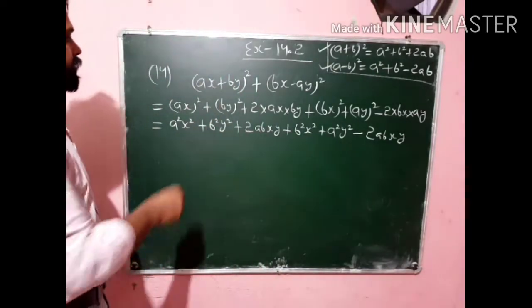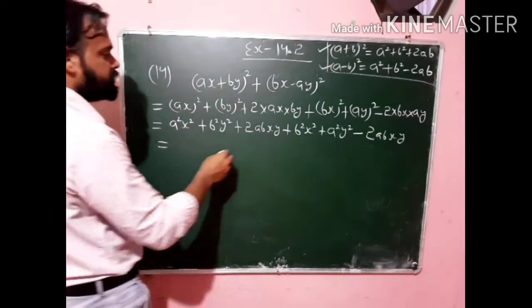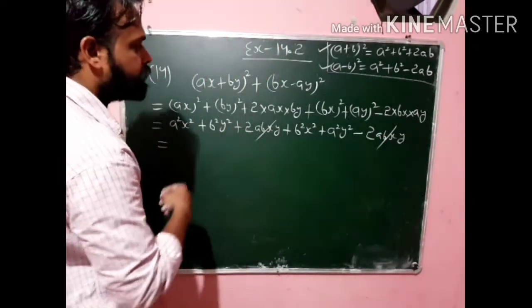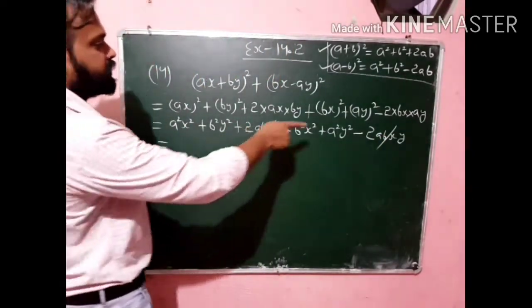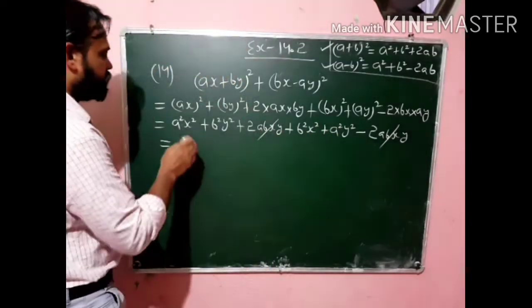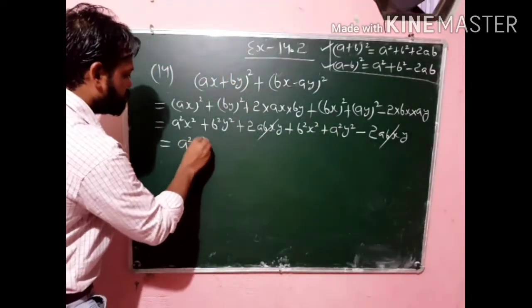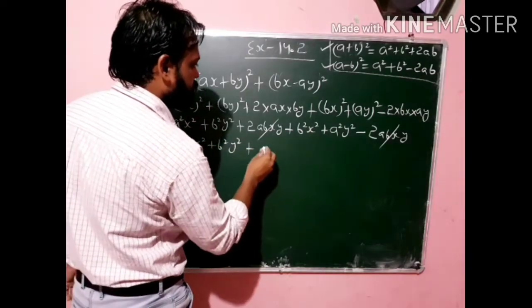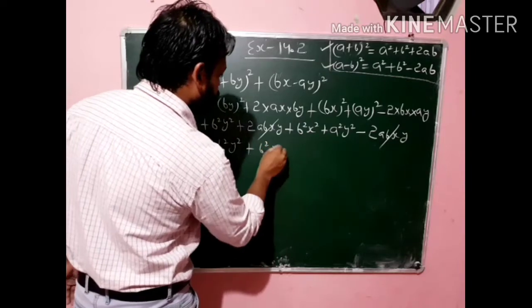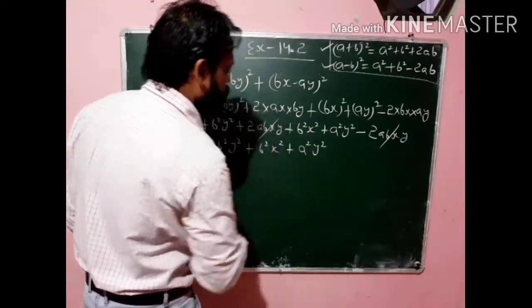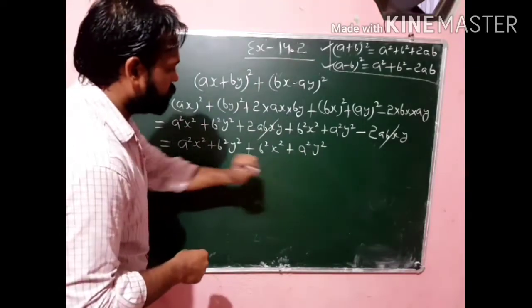Like this way we will open the brackets. Okay, in this case you can see this term and this term are of opposite sign, because this is of plus sign and this is of minus sign. So these terms cancel out with each other, and now you can see it is a square x square plus b square y square, then plus b square x square, and then plus a square y square. So now we got these four terms.